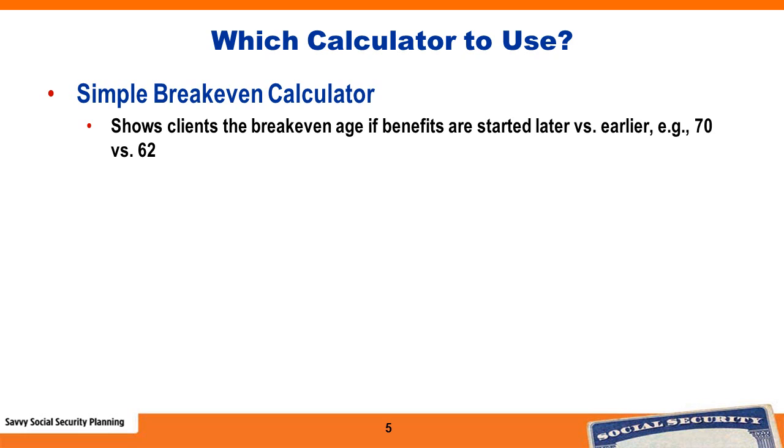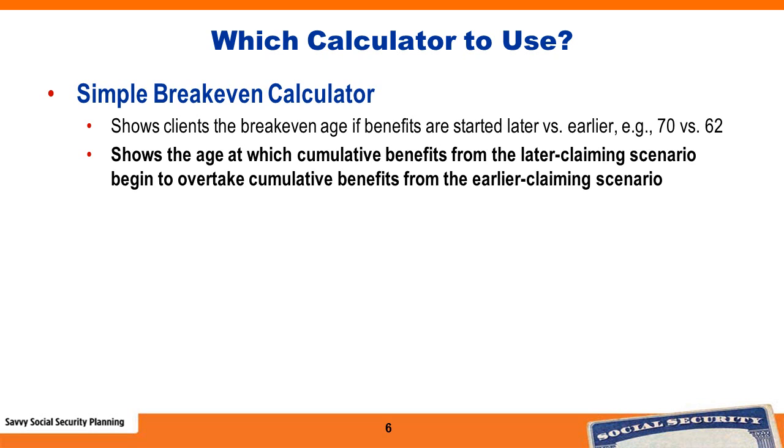Each calculator has a slightly different purpose. The Simple Break-Even Calculator is the simplest. It shows the break-even age if benefits are started later versus earlier. The most common analysis is age 62 versus 70, but you can enter any 2 ages and the corresponding benefit amounts, and it will show you the break-even age. The calculator shows the age at which cumulative benefits from the later claiming scenario begin to exceed and overtake cumulative benefits from the earlier claiming scenario.